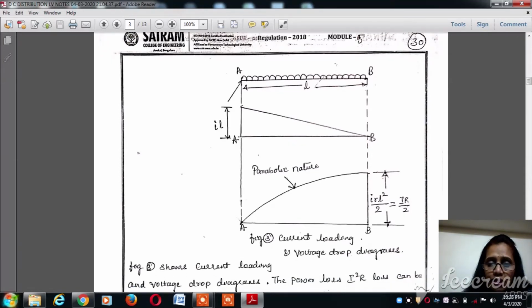In the same way, as we have derived the equation, it looks very similar to the parabolic nature. So the parabolic equation I R L square divided by 2 is equal to I into R divided by 2.